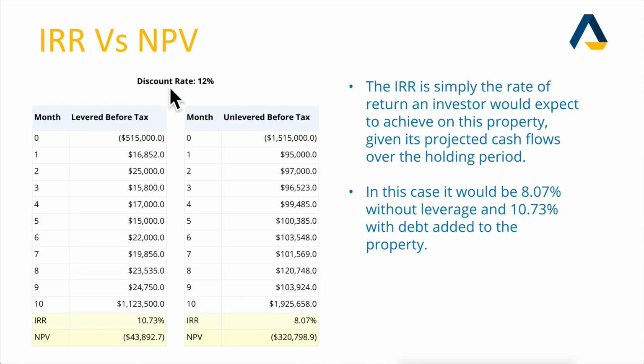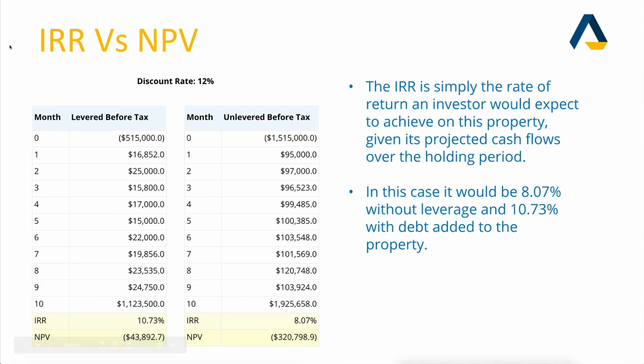This one has a discount rate of 12%, and here you've got months 0, 1, 2, 3, 4, up to 10. You put in an investment of 515, and then every month you make some money, and towards the end you actually sell, and some money comes in. So in this scenario, over 10 months, your internal rate of return has only been 10.73.